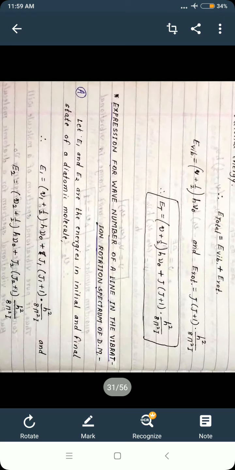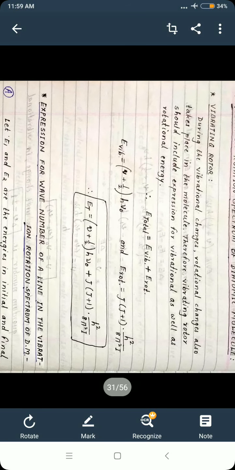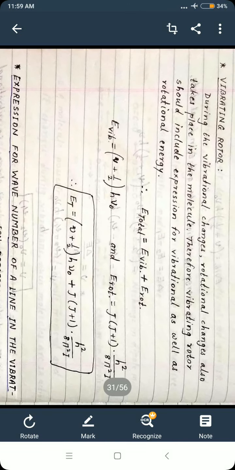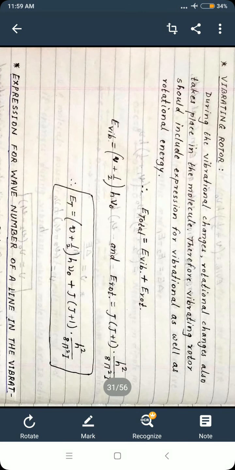In the next part, we will study the vibrational rotational spectrum of a diatomic molecule. Consider a vibrating rotor, meaning a molecule which possesses vibrational excitations. That is known as a vibrating rotor. During vibration, rotations are also there.